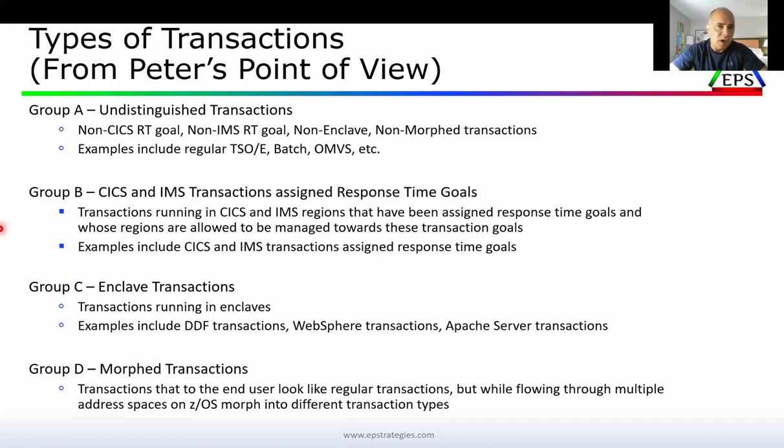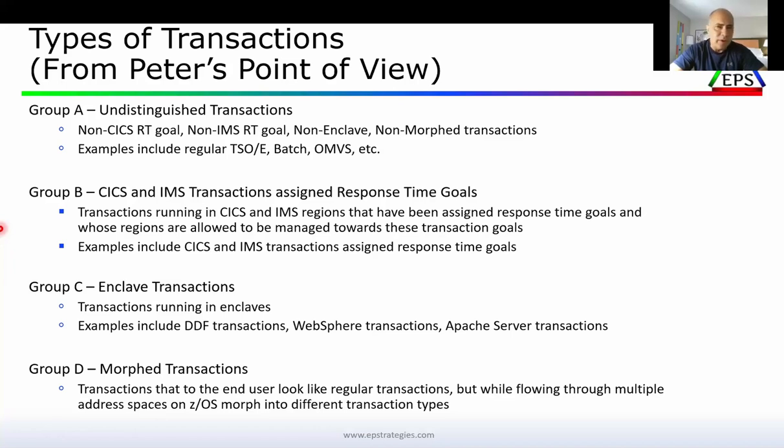The first group is what I call undistinguished transactions, which is just what we think of as typical transactions. The second group is Group B, which is your CICS and IMS transactions. The reason I separated those out is because they are managed completely differently than Group A, which means we have to give them a different consideration when setting a goal. Then you have Group C, which is our enclave transactions. I separated those out because enclave transactions are given different goals and are measured differently than either CICS or IMS transactions or what I call undistinguished transactions.